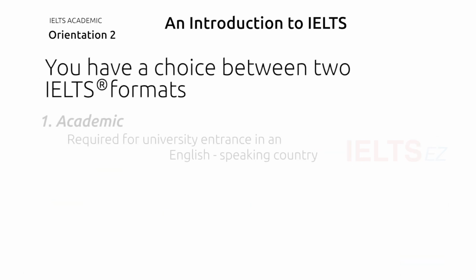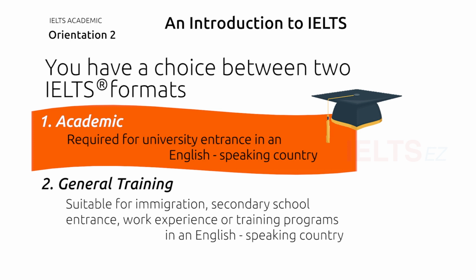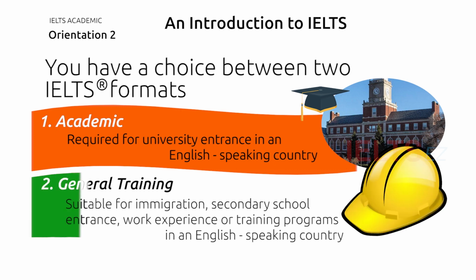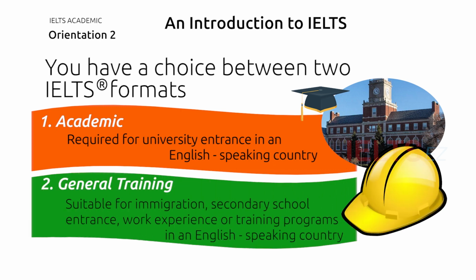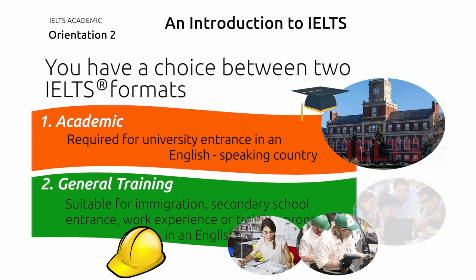There are two IELTS formats available. The first one, called the academic format, is a requirement for university entrance in an English-speaking country. As its name suggests, the academic format requires a higher, more academic standard of English. The second one, called general training, is undertaken by people for various other reasons including immigration, secondary school study, or work or training programs in an English-speaking country.